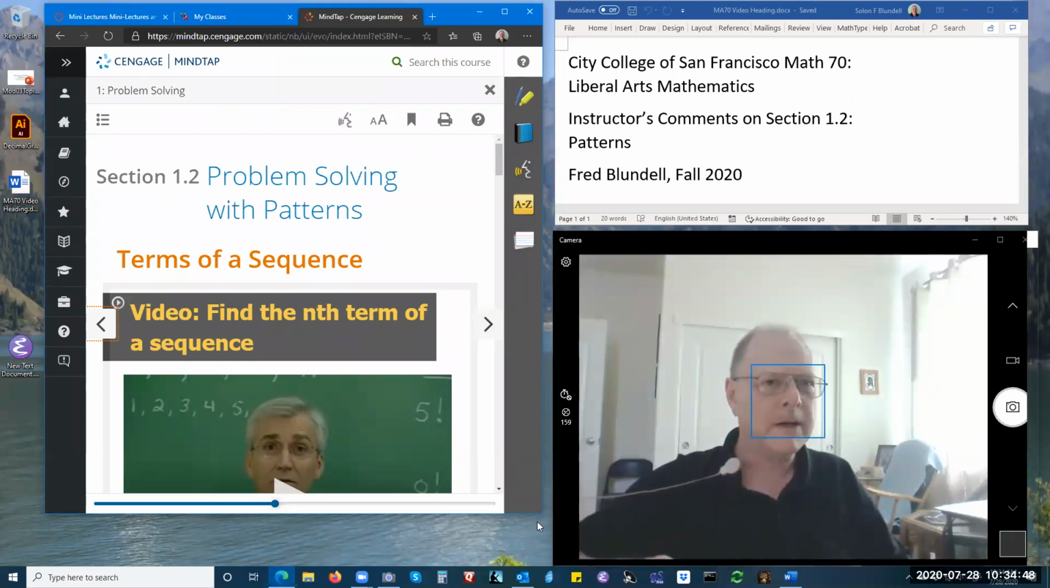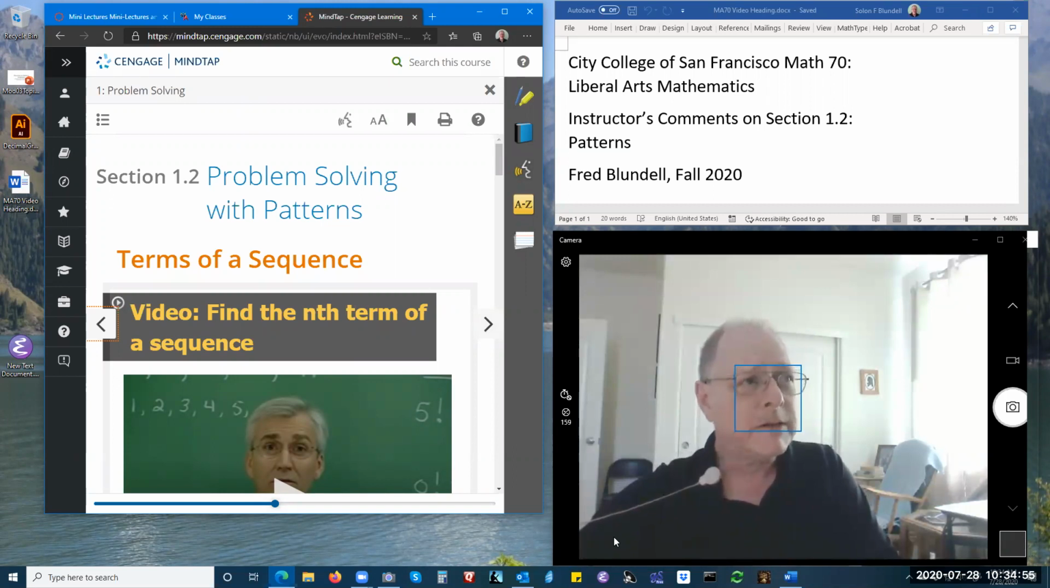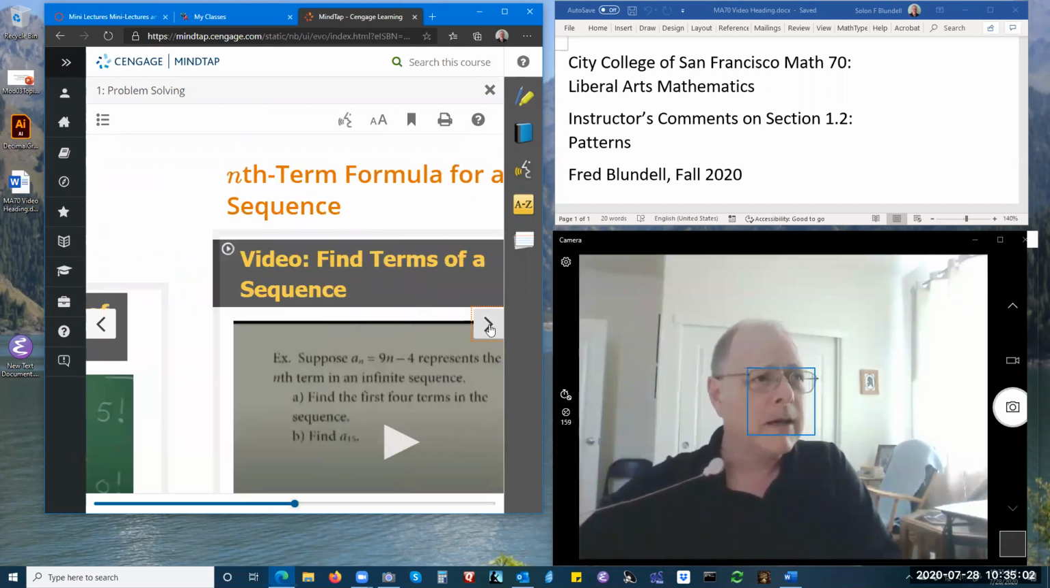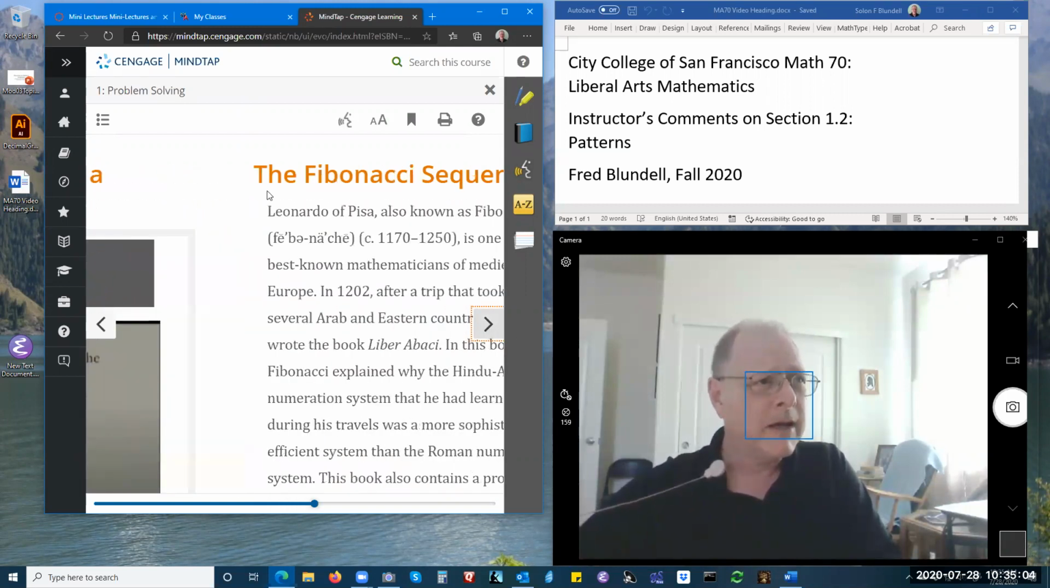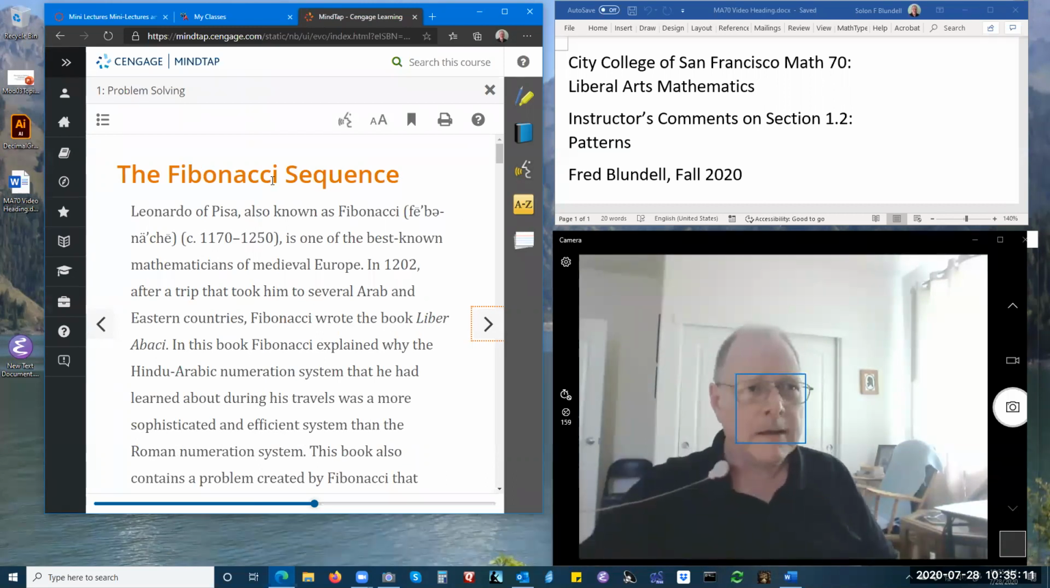So in this meeting, I'm going to continue going over section 1.2 of the textbook, sections on problem solving with patterns. And I'm picking up today on this topic about the Fibonacci sequence. And you want to start by reading what's in the textbook, and then the comments today are going to go just a little beyond what's in the textbook.